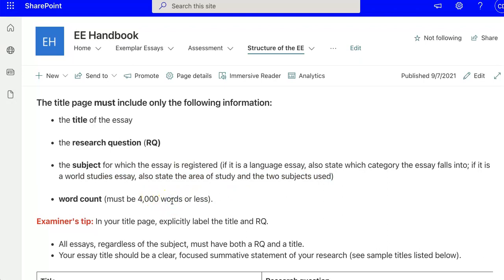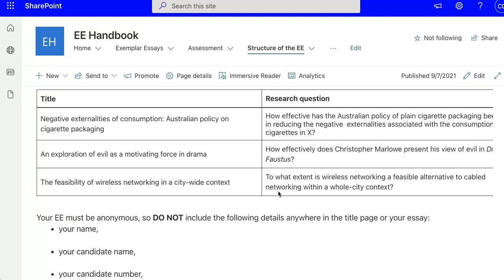Okay, and of course you must include your word count, which must be 4,000 words or less. Now, I recommend that you explicitly label the title and the RQ, in other words, the research question. So you actually write down title and research question on your title page, so that it's very easy for the examiner to identify your title and your research question. And I'll show you an example in just a moment.